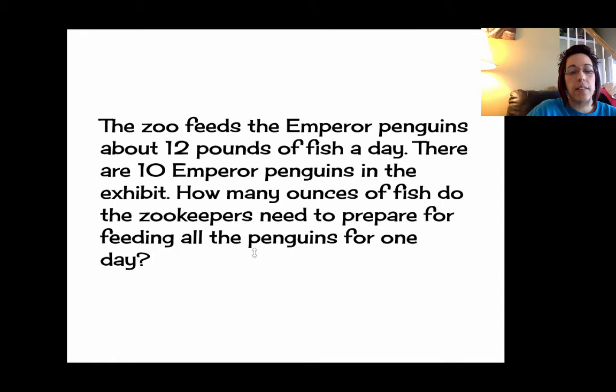In this example, the zoo feeds the emperor penguins about 12 pounds of fish a day. There are 10 emperor penguins in the exhibit. How many ounces of fish do the zookeepers need to prepare for feeding all the penguins for one day? So each penguin has 12 pounds of fish.